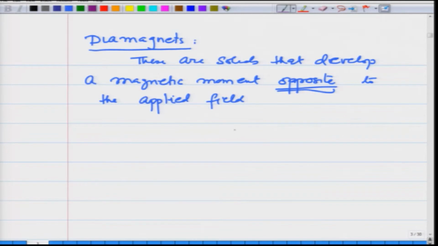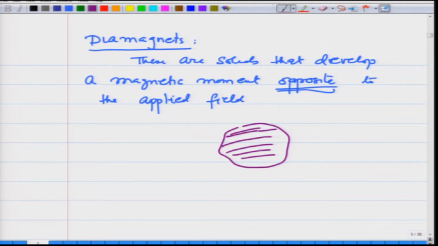So, if I have a sample of the solid and I apply a magnetic field going to the right, this fellow would develop a magnetic moment in the opposite direction. So, this is the developed magnetic moment. This kind of you can think as a manifestation of the Faraday's law, where a system develops currents that oppose the applied magnetic field. And then we have ferromagnets.